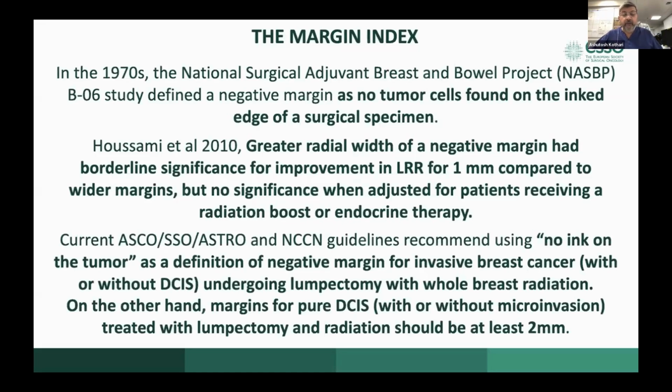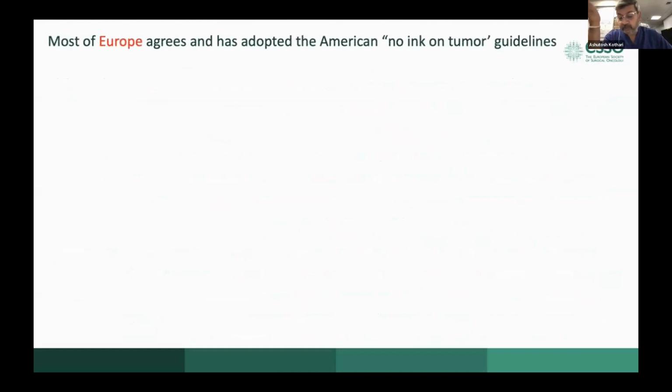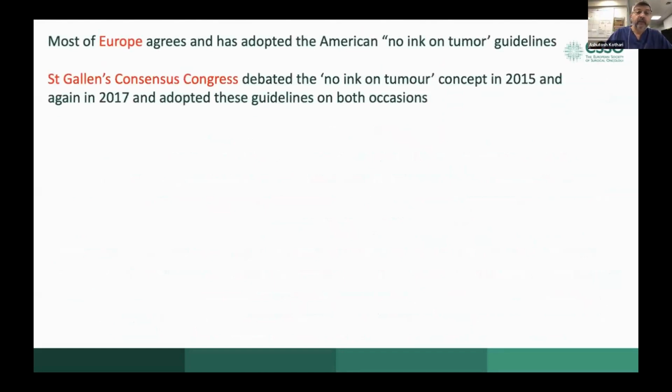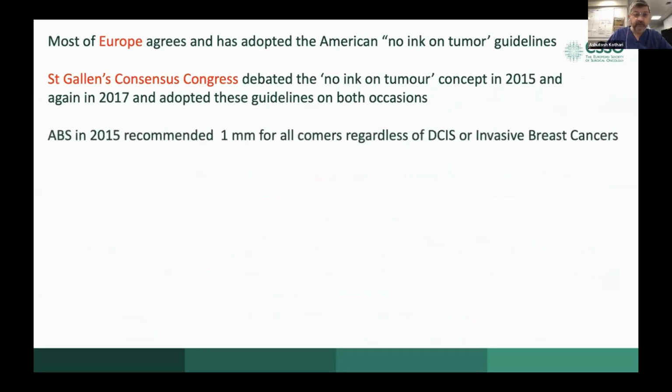So in 2015, all these clever people got together and said, no ink on tumor is a good definition to define negative margins, as I believe 68% of you have said in today's poll. And then that was accepted across the board. A lot of people in Europe accepted this as well. Most of Europe, like you said, 68% agree with this. The St. Gallen's Consensus Congress in 2017 adopted no ink on tumor for both invasive tumor in primary surgery and post-neoadjuvant chemotherapy. Sorry, I'm in theater, so this disturbance is there.